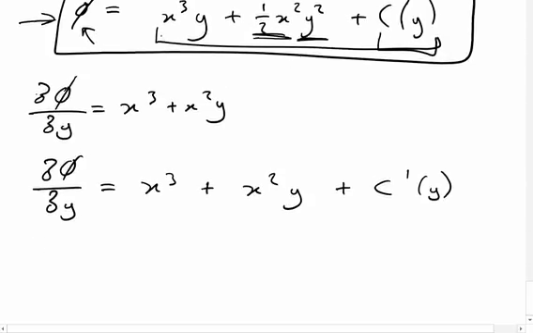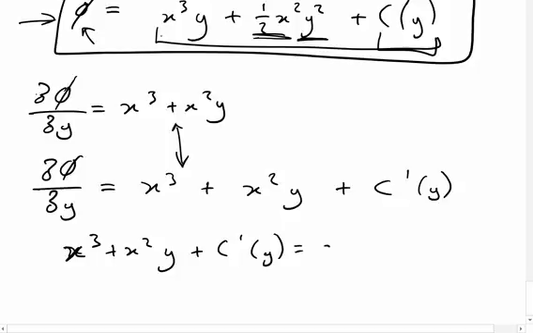And we know that those two things must be equal to each other. So therefore, we know that x cubed plus x squared y plus the derivative of c with respect to y must be equal to x cubed plus x squared y.